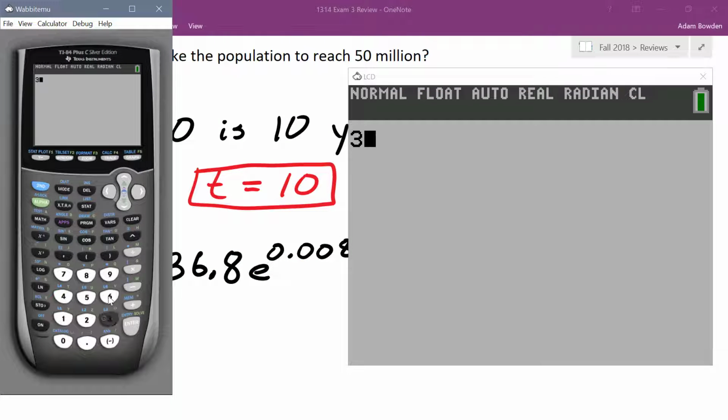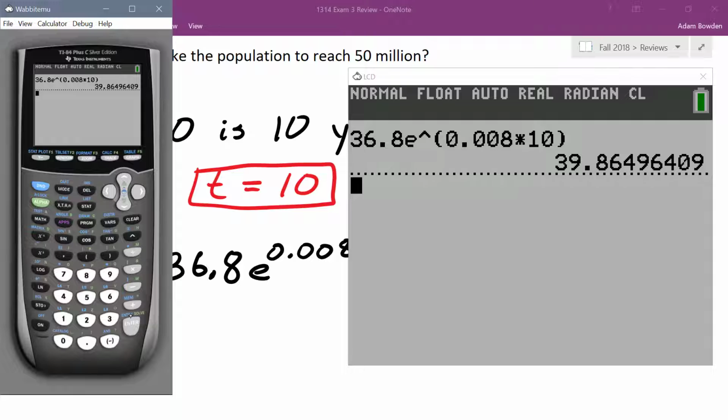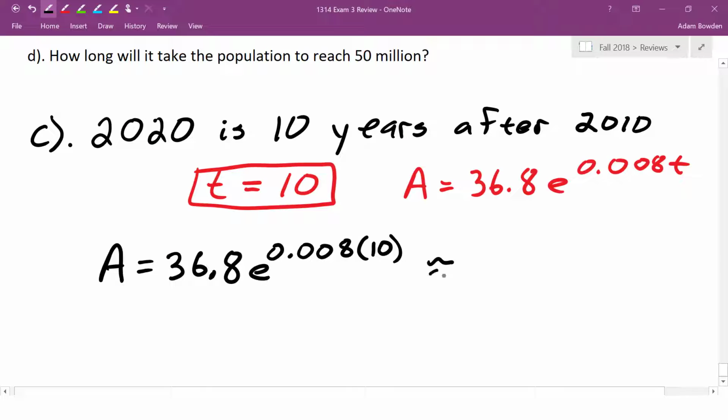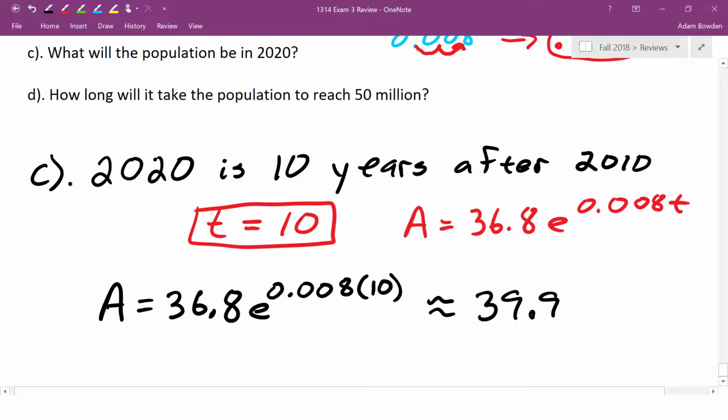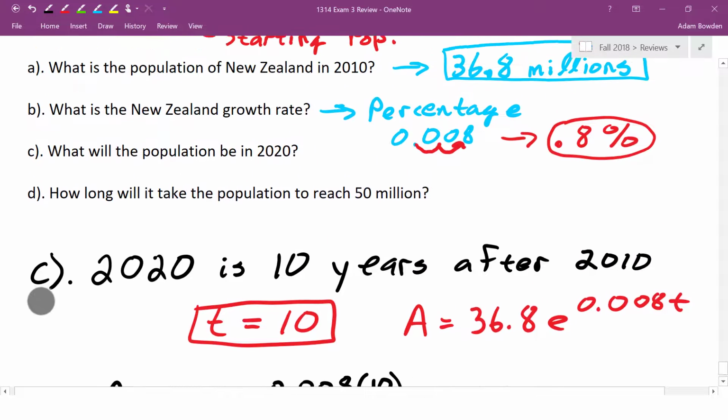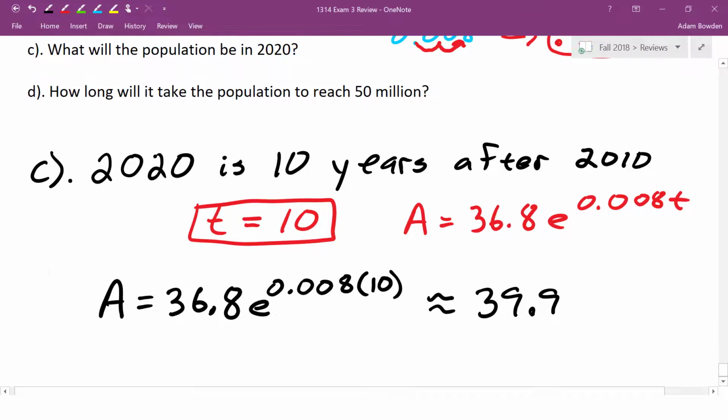Now I'm going to plug that into the calculator to approximate what that's equal to. Then I press second, ln to get e, then 0.008 times 10, close parenthesis. Hitting enter gives me 39.8, or 39.9 if we round it to the nearest tenth. What will the population be in 2020? So the number we just got here, 39.9, tells us the number in millions for the population in 2020.